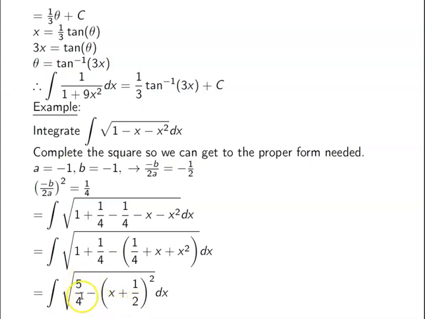This 5/4 is going to be equal to my a squared. Before I do my substitution, I need to know what a is, right? So my a squared is 5/4. Square root both sides, I get √5/2, right? Or 1/2 √5. This is an equivalent form. I need to make a sine substitution.